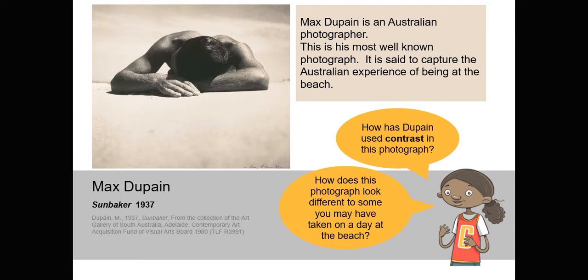So some things you may have said is that the beach is light and the sunbaker is dark. The beach and the sky are angular and geometric, so they're two large rectangles. If you can see, the sky is this rectangle here, and then the sand is this rectangle here.